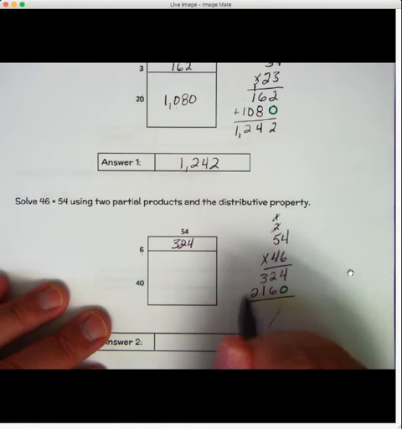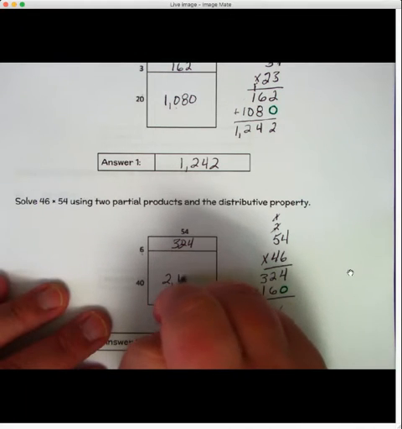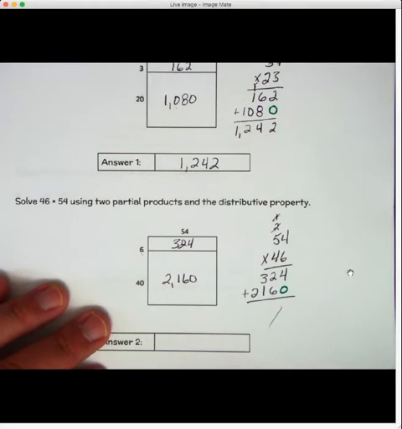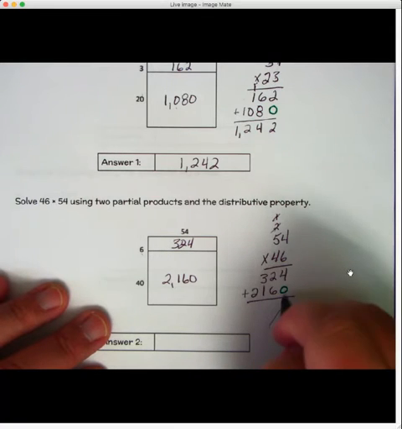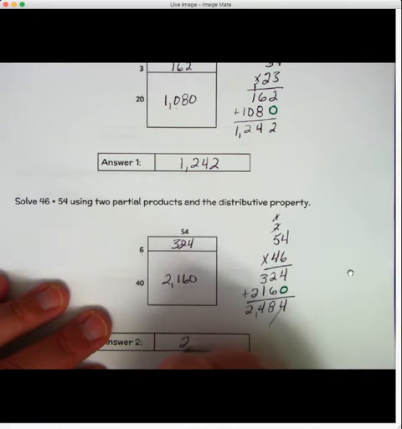And then we've got these two partial products. So 40 times 54 is 2,160. Then we just add them together. 4 plus 0 is 4. 2 plus 6 is 8. 3 plus 1 is 4. Nothing plus 2 is 2. So our answer is 2,484.